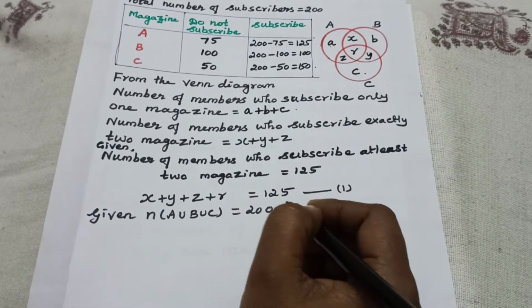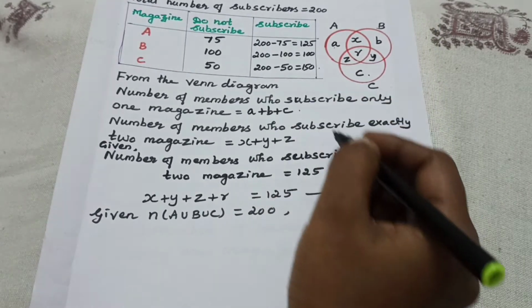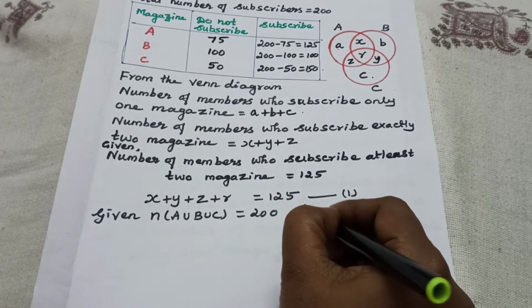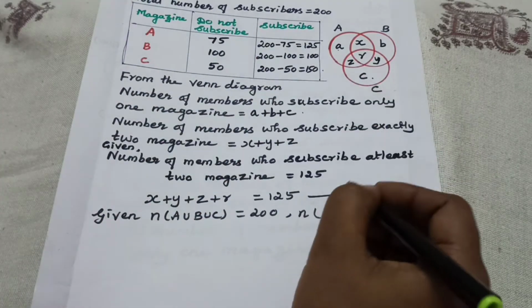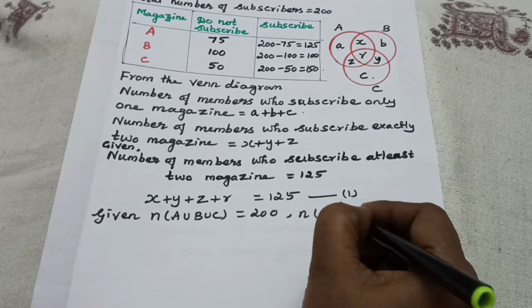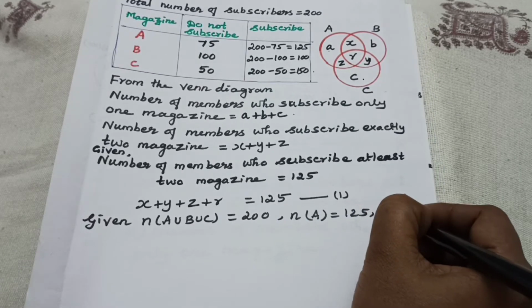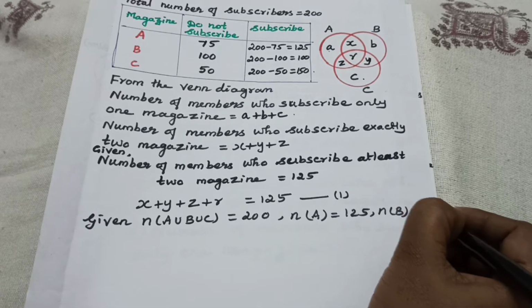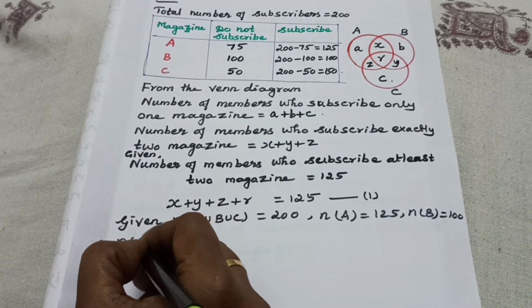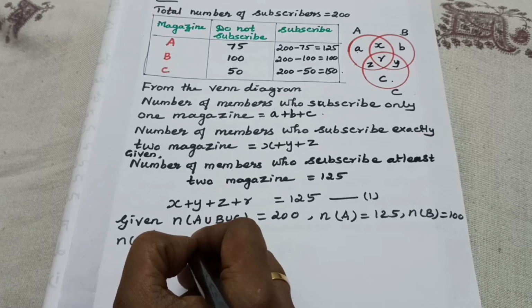200. Okay. Next one, n of A. N of A means here how many of them subscribe? Okay, 125. N of A is equal to 125. Then n of B is equal to what? 100. Then n of C is equal to 150.